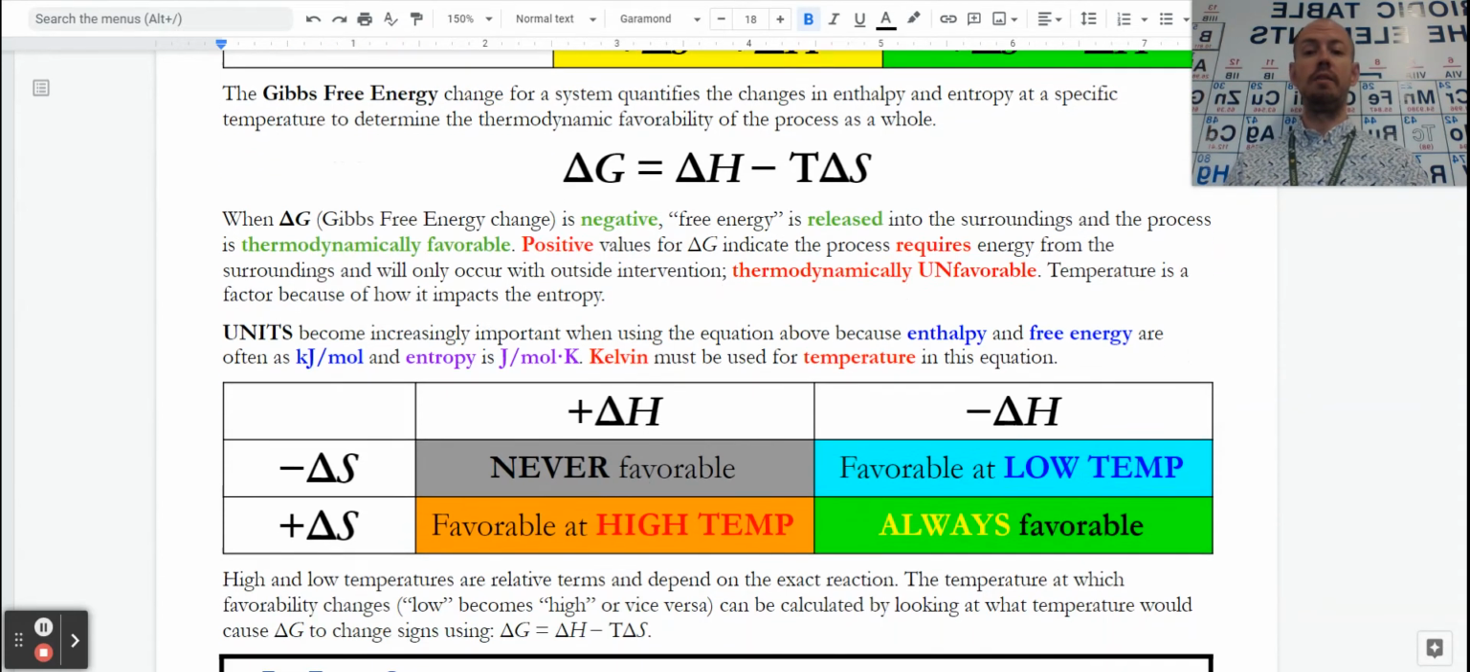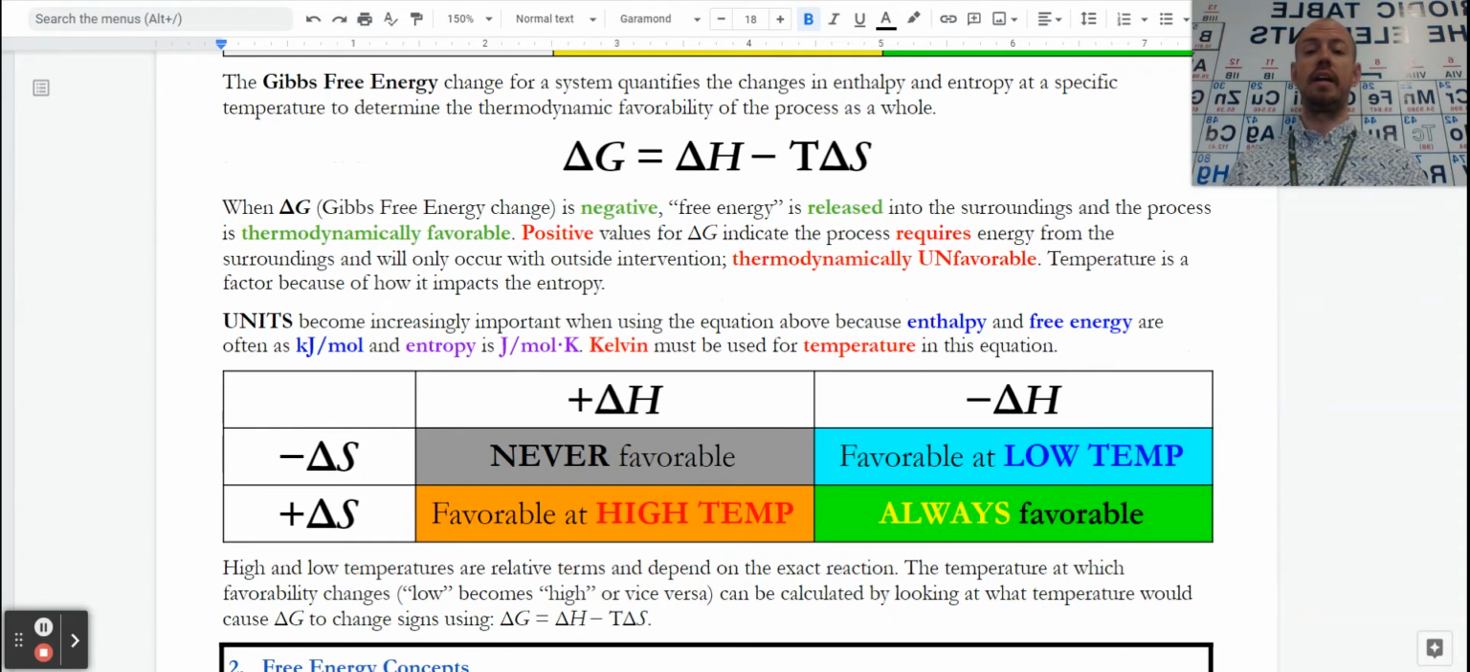But conceptually, what we'll look at a lot more here is, when is something favorable or unfavorable based upon the values that we have? When I have an exothermic reaction that increases the entropy, no matter what temperature I have, that will be favorable. When I have an endothermic reaction that decreases the randomness or becomes more orderly, no matter how hot or how cold that is, it will require an outside source of free energy to occur.